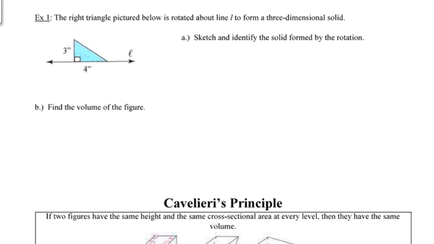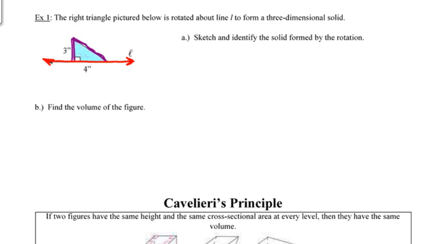The triangle that we're going to be rotating is this right triangle that has legs of length 3 and 4. The line about which we're going to be rotating it is that line L that I just made red in the diagram. So again, it's important to slow down and think about what's really happening.